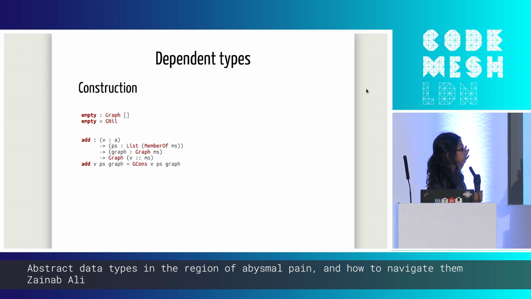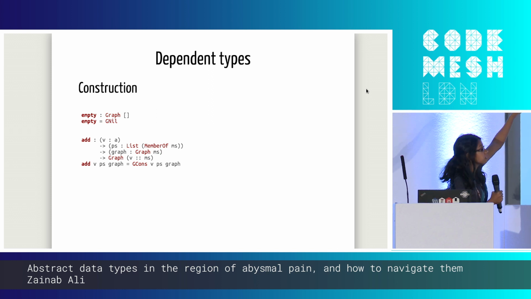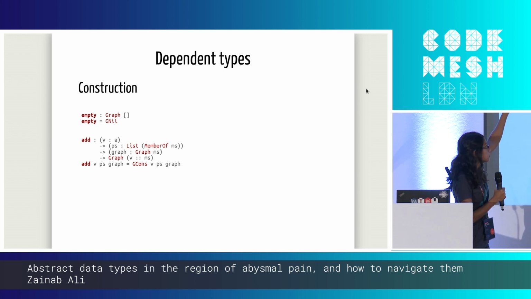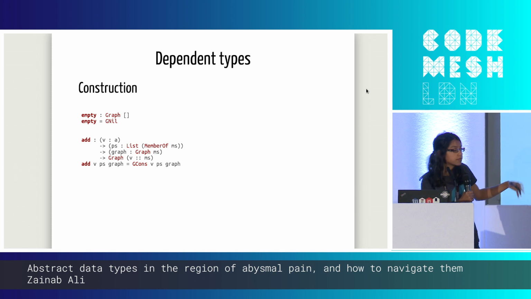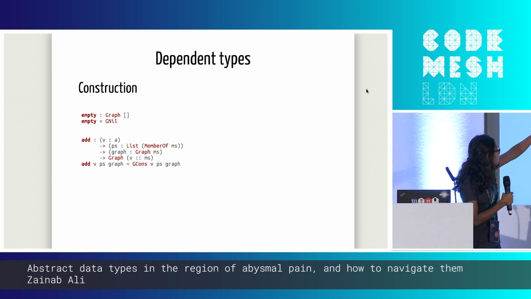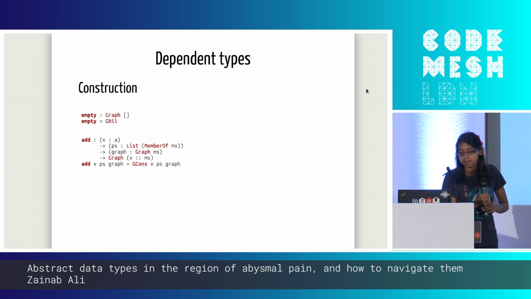So now when I want to construct a list, if I want to construct an empty graph, I can just call gnil. And if I want to add an element onto a graph in a similar way to before, I just call gcons. But this time, I'm now parameterizing my graph. So if I take in a graph with members m's and add a vertex v, I get a graph of v cons m's.